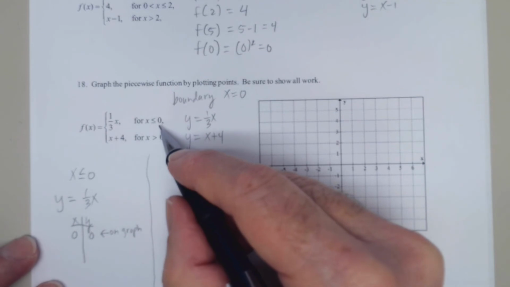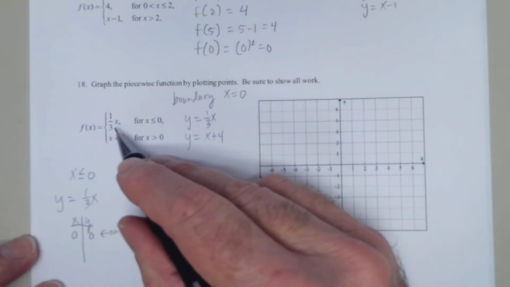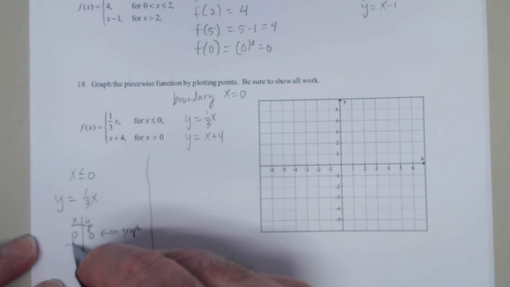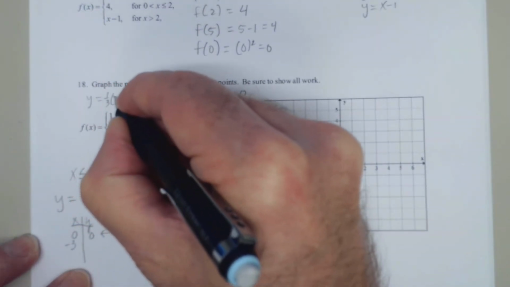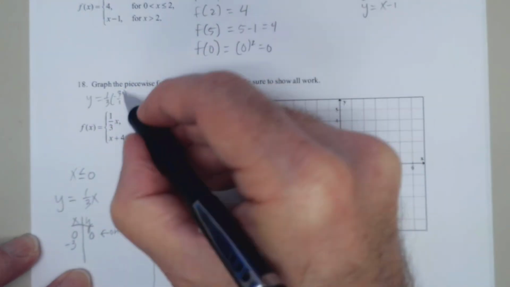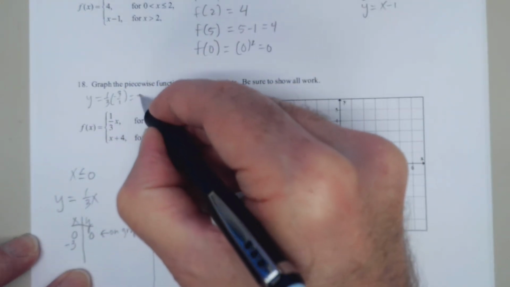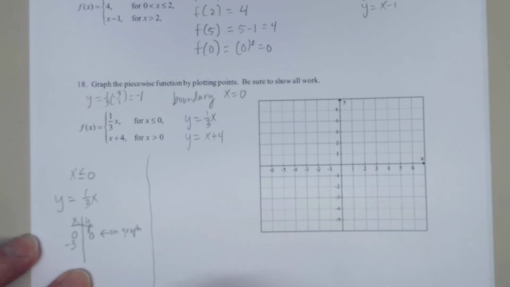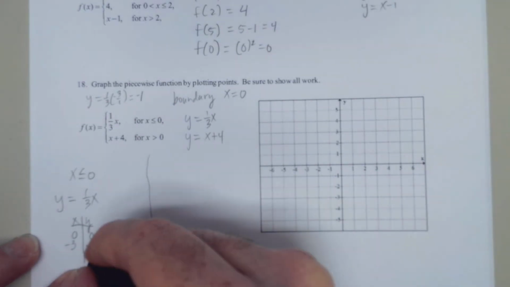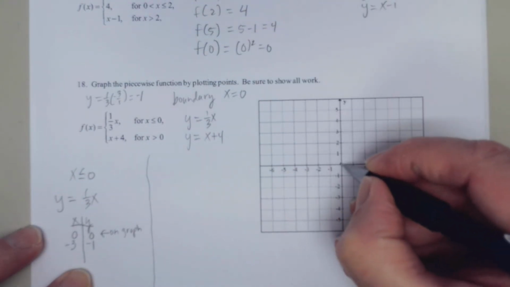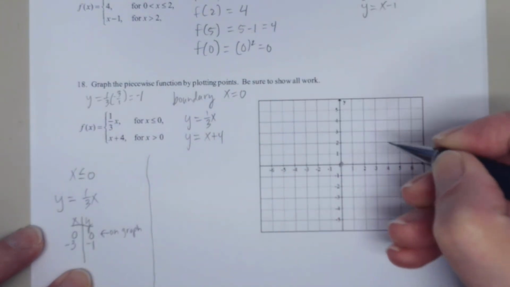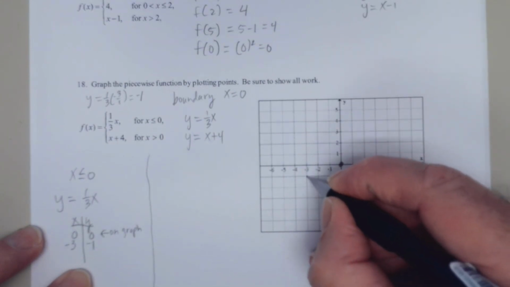We need to pick some other numbers that are less than 0. Let's choose multiples of 3 so that we get nice numbers. So let's try negative 3. If you plug in negative 3, you would get negative 1 here. Negative 3 over positive 3, that would be negative 1. So let's go ahead and put those in. So we've got 0, 0. We've got negative 3, negative 1.